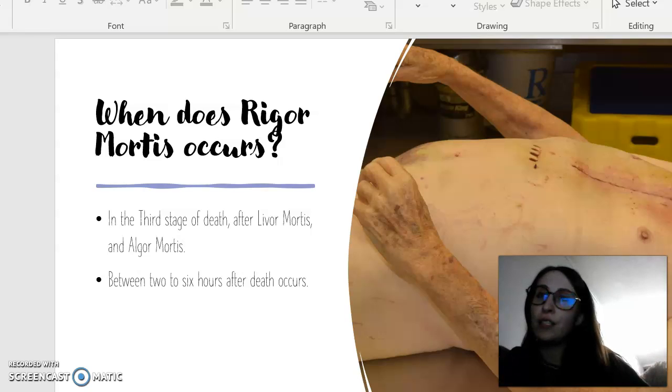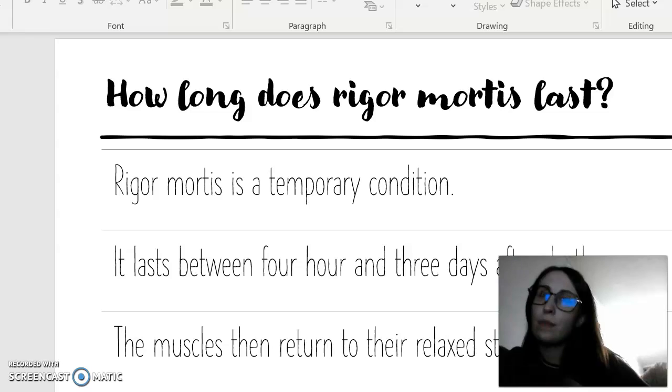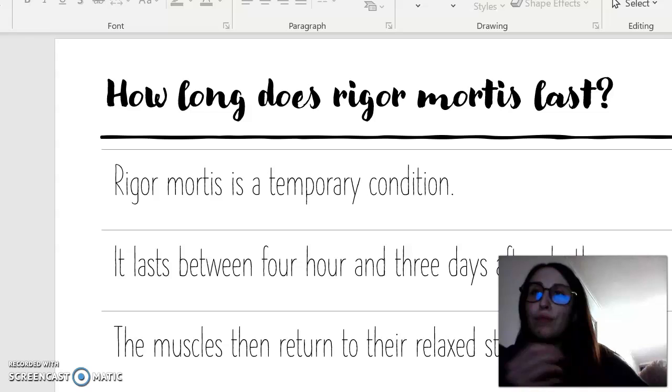Rigor mortis occurs in the third stage of death. It's after livor mortis and algor mortis. Rigor mortis occurs about 2 to 6 hours after someone passes away, dependent on the environment that they passed away in. Rigor mortis can last from a few hours when it sets in, all the way to 3 days afterwards. Rigor mortis is temporary.